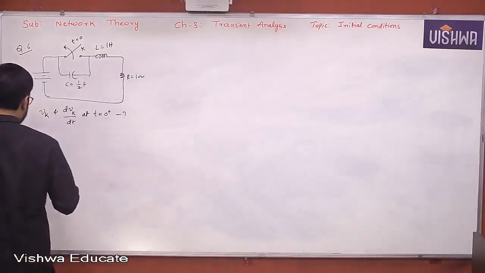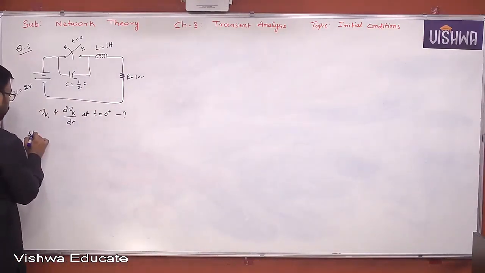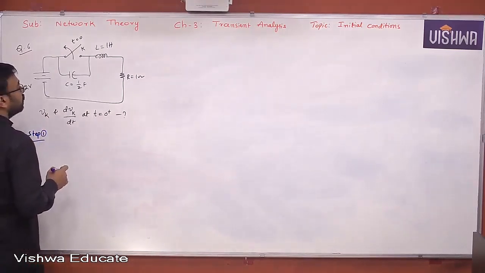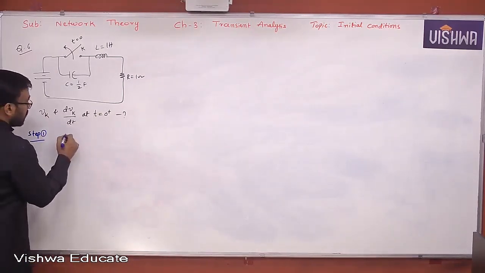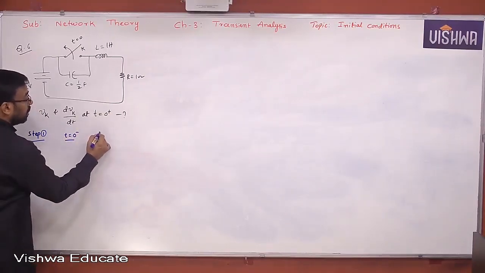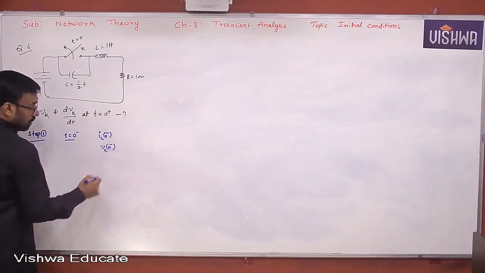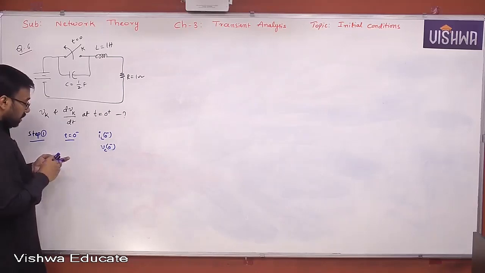Step 1. What is step 1? Construct the t equal to 0 minus equivalent and find IL of 0 minus and VC of 0 minus. Understand, all of you? Okay. So let's do that.